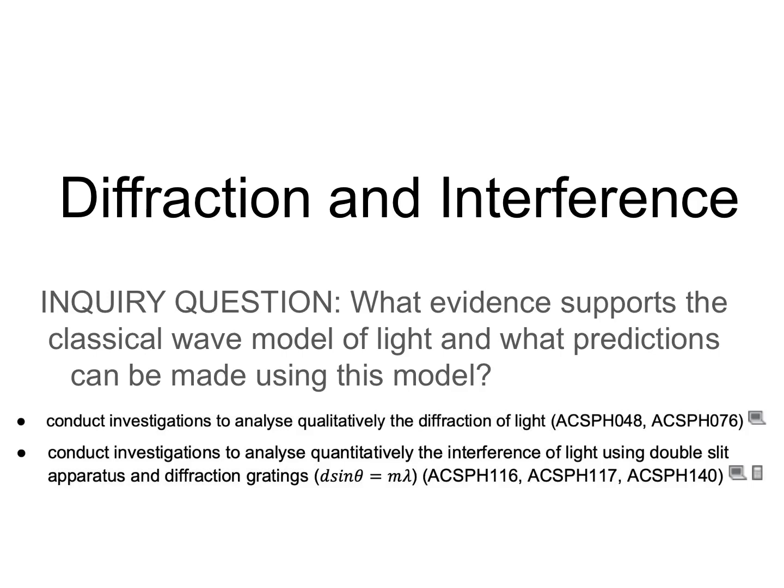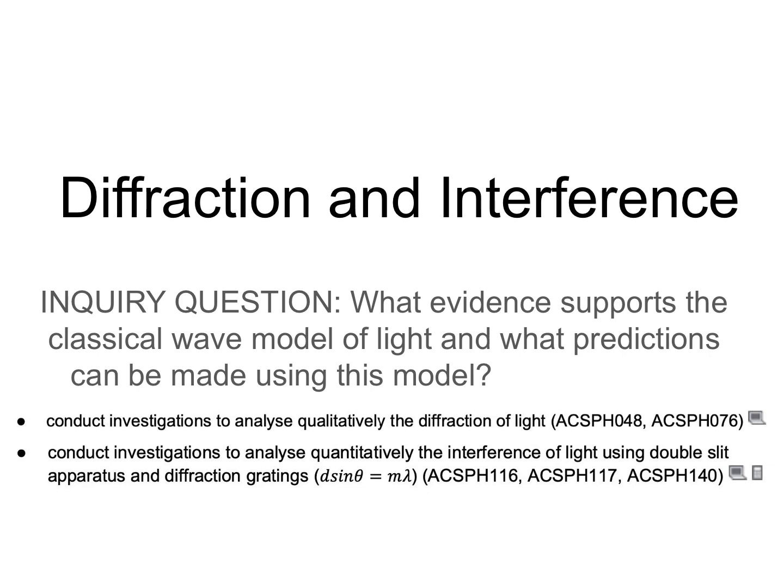Diffraction and interference. So you can see what the inquiry question is that we're trying to investigate. What evidence supports the classical wave model of light and what predictions can be made using this model? Remember that we've got the two models of light, Newton's particle model and Huygens' wave model. And throughout this inquiry question, we're looking at different experimental evidence that supports Huygens' wave model.